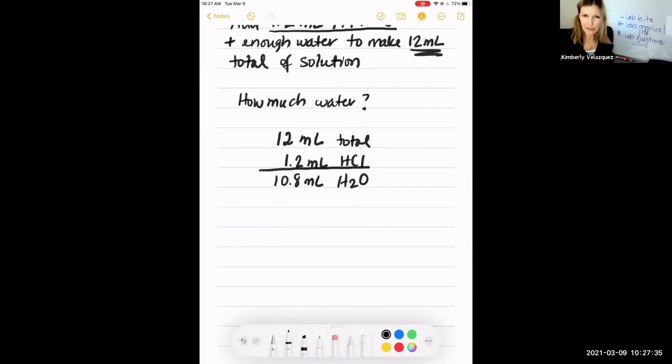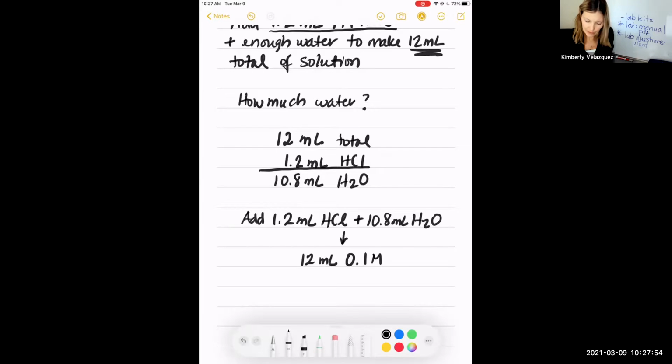And you're going to add this in your test tube. You're going to add 1.2 milliliters of hydrochloric acid plus 10.8 milliliters of water. And that's going to give you 12 milliliters of 0.1 molar hydrochloric acid solution. And that is what you add in those wells that are requiring acid.